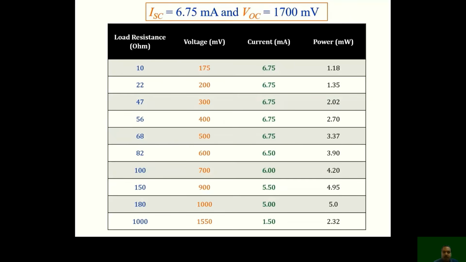So here we should be careful about the units. So the voltage we have measured is in millivolt, the current is in milliampere, and when we multiply it, we have obtained the power in microwatt. Then we have divided it by 1000 to get it in milliwatt. So the next task is to plot the voltage versus the current graph.